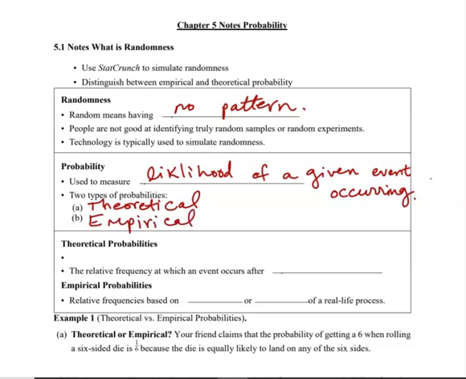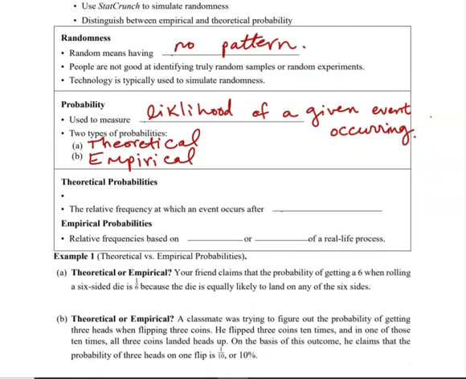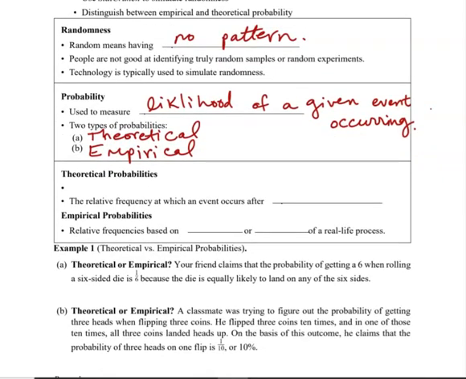Let's start with theoretical probability. This is the one, if you did any probability in high school, this is probably the one you talked most about. When we think of the chance of something happening, the chance of flipping a coin and it landing on heads is 50%, for example. That's the theoretical probability. In theory, what should happen?